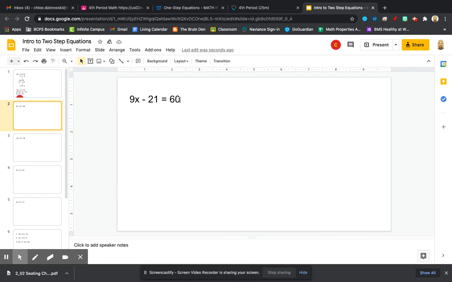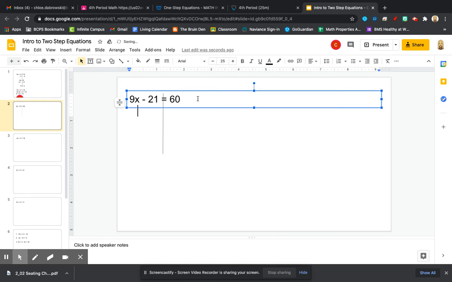We have a subtraction, so we'll draw our line, keep everything equal on both sides. So the first thing, we want to get this 21 on both sides. We're left with 9x because our 21s will cancel. This equals 81. We divide both sides by 9.